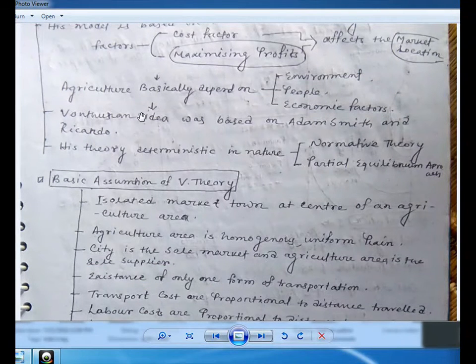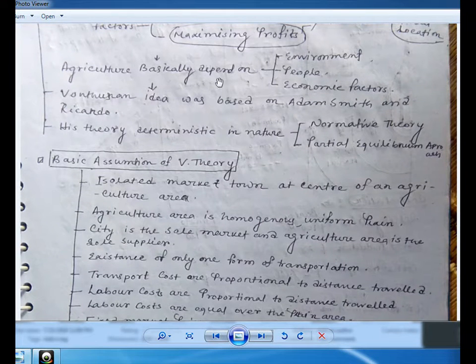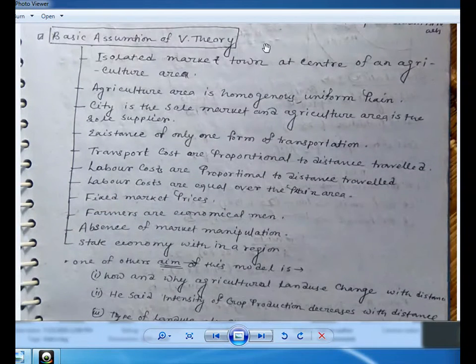Agriculture is basically dependent on environment, people, and economic factors, important things. Von Thünen's idea was based on Adam Smith and Ricardo. His theory is deterministic in nature. Here the normative theory and partial equilibrium approach are important.